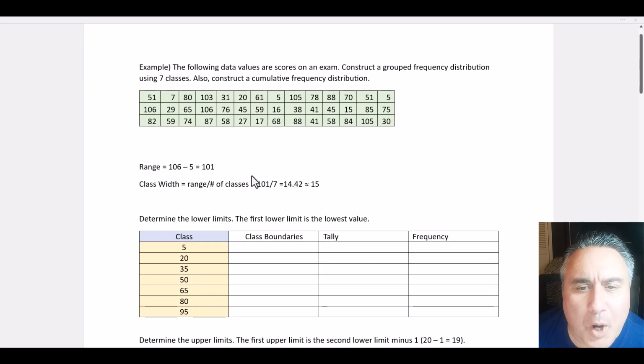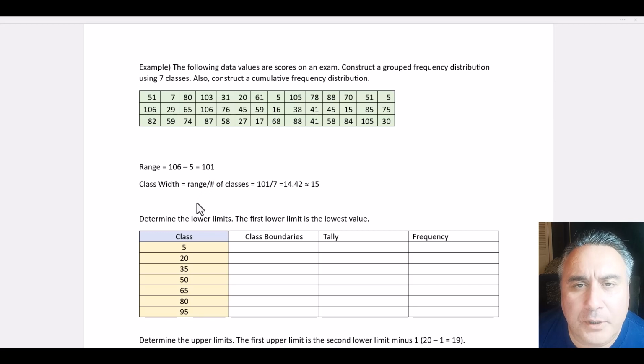We begin the process by first computing the range. The range is the highest value minus the lowest value. For this set of data, the highest value is 106, the lowest value is 5. So the range is 101.